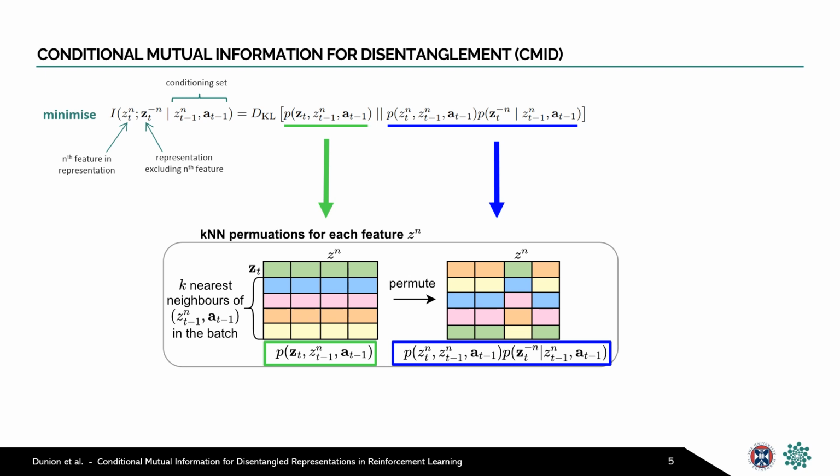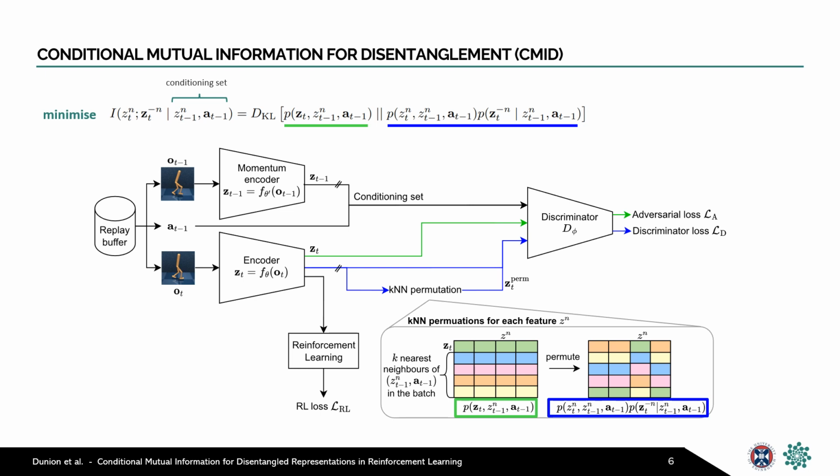So now we have an approach to sample from the two distributions. We can incorporate this into the RL training loop. In order to minimize KL divergence, we use an adversarial approach. We train a discriminator to distinguish between samples from the two distributions, whilst the encoder is trained adversarially to fool the discriminator, encouraging the two distributions to be as similar as possible, thereby minimizing KL divergence and encouraging conditional independence in the learned representation. We do this alongside the standard RL training updates for the base RL algorithm. So this gives us an auxiliary task for RL called Conditional Mutual Information for Disentanglement, or CMID for short.